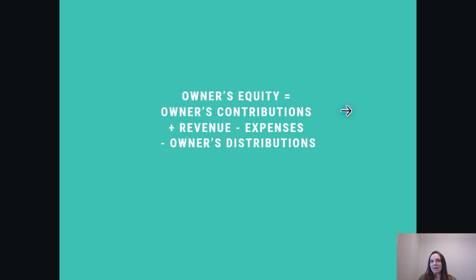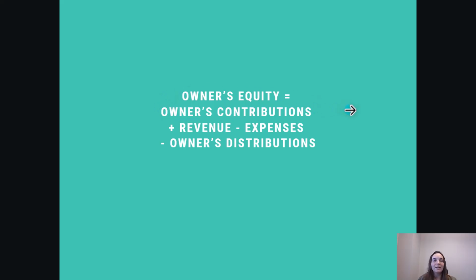If I go to start a company, I might say I need to put $10,000 into this company. And that's my owner's contribution, and that goes directly into an equity account. So I put $10,000 into the business, it goes into the checking account, and then it increases my owner's contribution. Okay, it increases owner's equity.